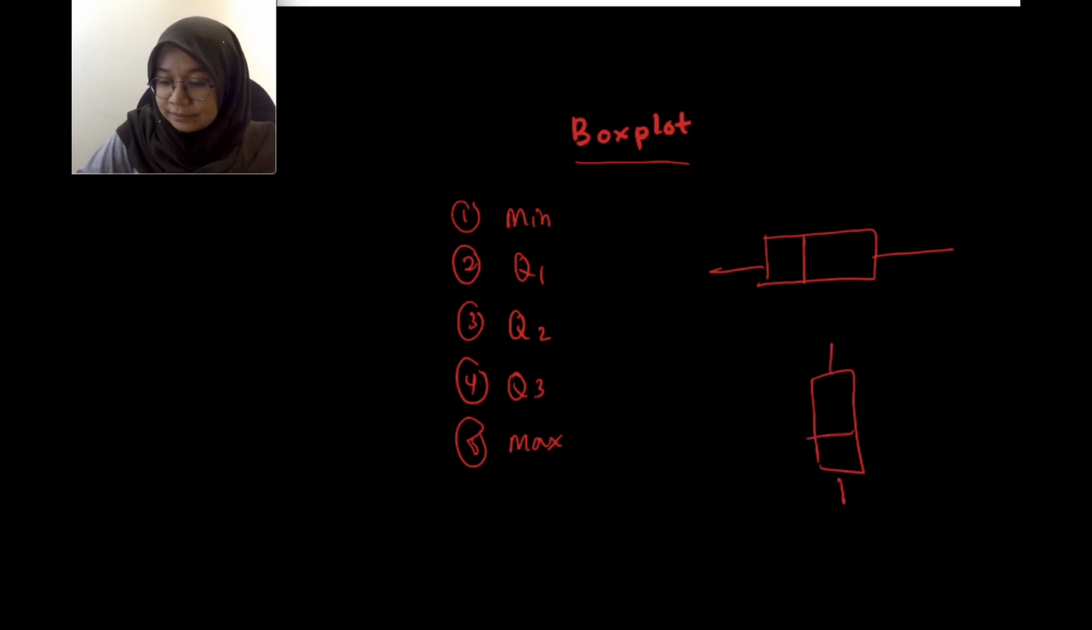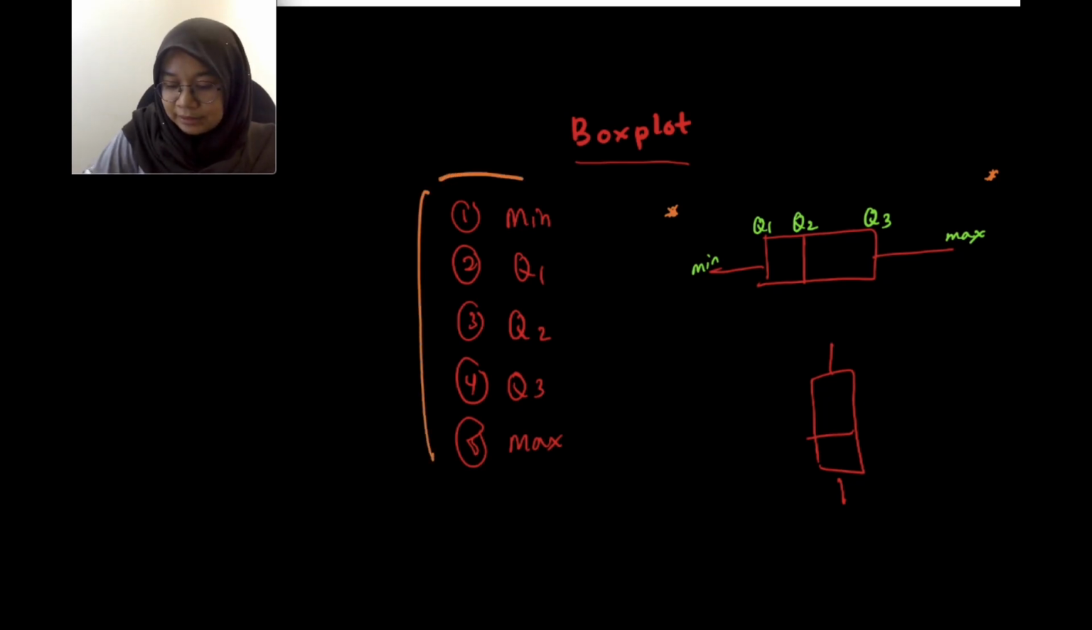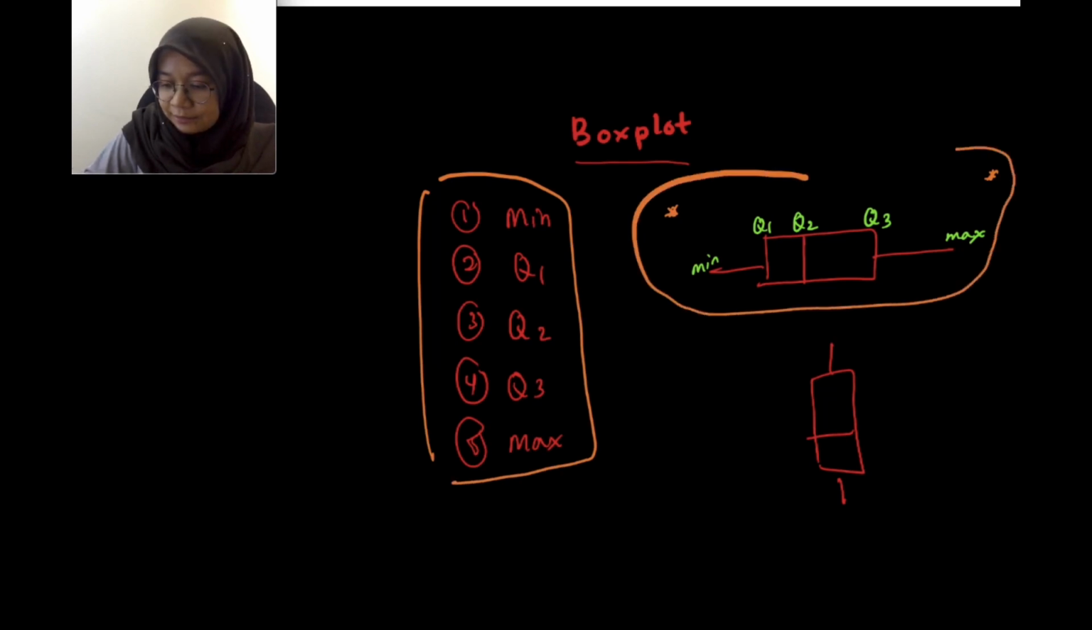So where is the 5-number summary? Here will be your minimum value. This one is Q1, this one is Q2, this one is Q3, and this one is the maximum. If there are any outliers, you have to put them here. If you don't have any, you don't have to put them. The same goes for the vertical box plot. You must have the 5-number summary, and your box plot will look like this for horizontal and like this for vertical.